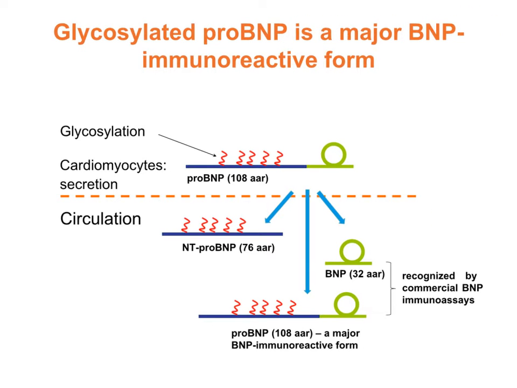We consider that the positive effect of recombinant glycosylated proBNP produced in HEK cells on the reduction of between-assay variability can be explained by the fact that glycosylated proBNP represents a major BNP immunoreactive form present in the circulation.